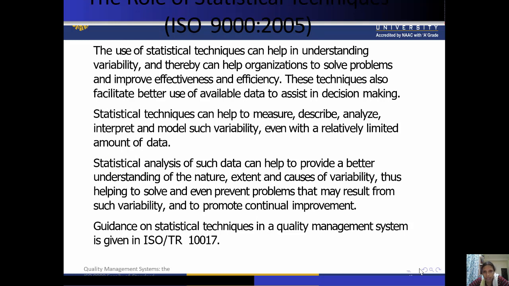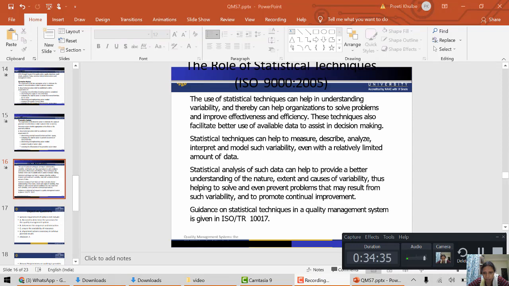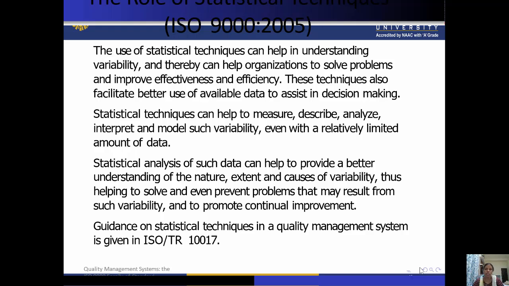The role of statistical techniques. As per ISO 9000:2005, the use of statistical techniques can help in understanding variability and thereby can help organizations to solve problems and improve effectiveness and efficiency. These techniques also facilitate better use of available data to assist in decision making.